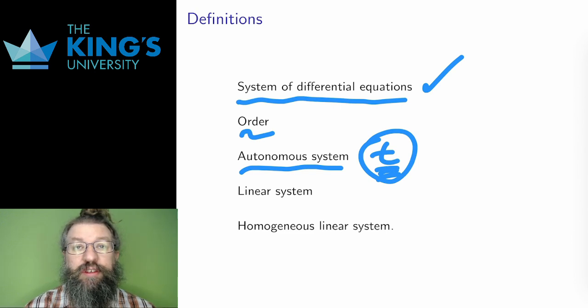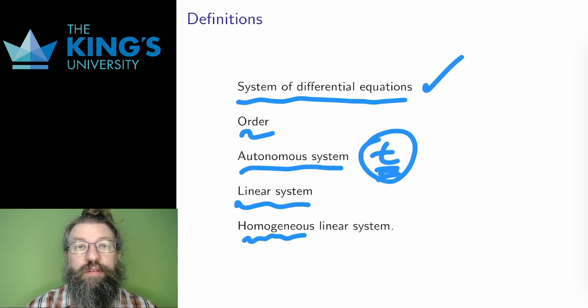A linear system is, unsurprisingly, a system where each equation is a linear differential equation. If there are derivatives from different functions, they can be added together and multiplied by coefficients, but there's no other operations. And finally, the linear system is homogeneous if there are no terms that involve the independent variable. That is, anything that's just a function of the independent variable is just zero. And this is more or less equivalent to saying that each equation is by itself a homogeneous linear differential equation.